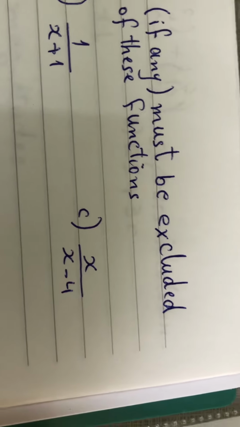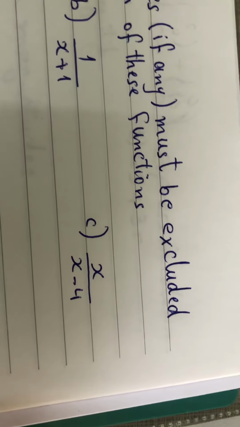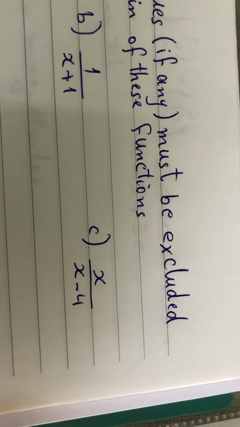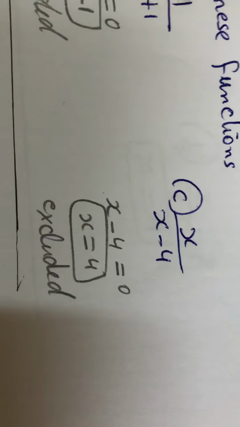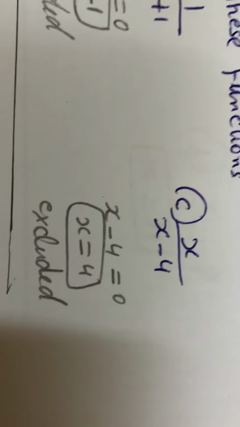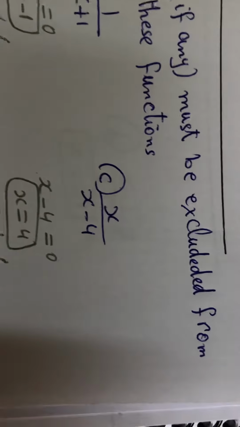And also here, you will take the denominator, make it equal 0. So x minus 4 equals 0, x equals 4. So positive 4 is excluded from the domain, because my aim is to not make the denominator equal 0. Denominator equal 0 has no meaning in math.